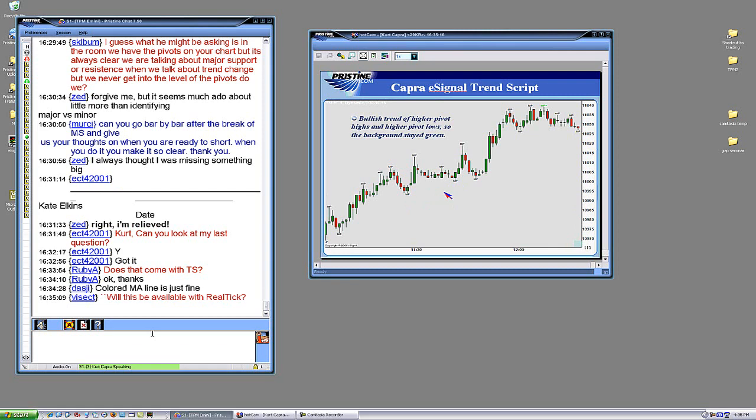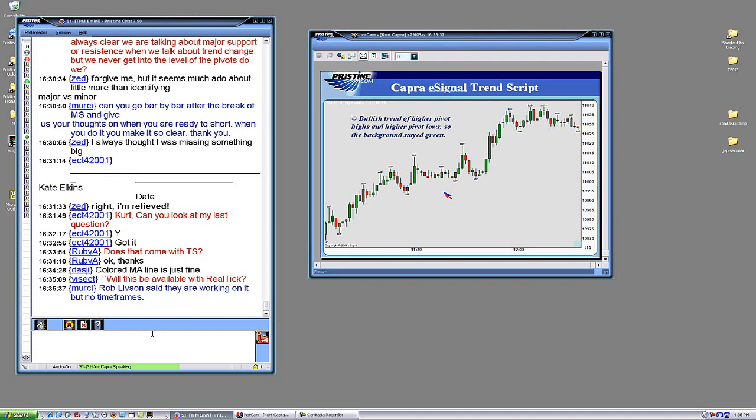Will it be available for Realtick? At this point, I'm going to say no. Not because we don't want it to be, but because Realtick is just such a difficult platform to write the coding for. eSignal and TradeStation are much easier. So it's not because we don't want it done. It's just that we haven't found anyone willing to do it.